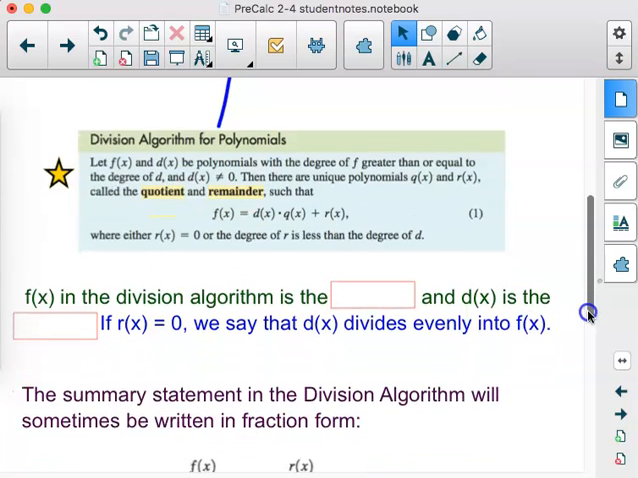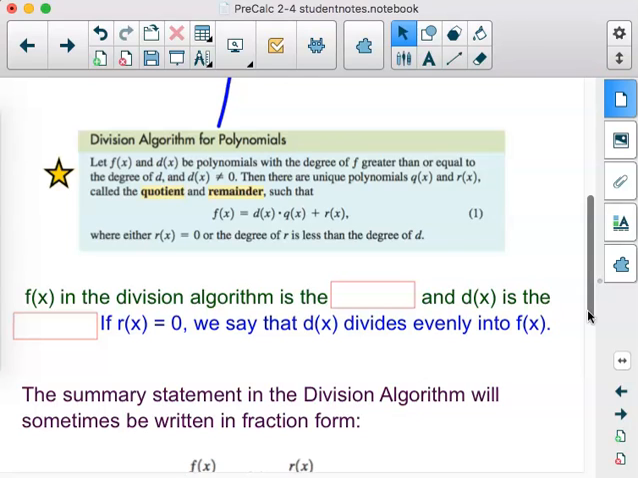So the division algorithm for polynomials says let f of x and d of x be polynomials with a degree of f greater than or equal to the degree of d, where d of x is not 0 because, of course, we're dividing and you can't have a denominator of 0. Then there are unique polynomials q of x and r of x called the quotient and the remainder such that f of x equals d of x times q of x plus r of x. So this is that polynomial form where you have divisor times quotient plus the remainder.